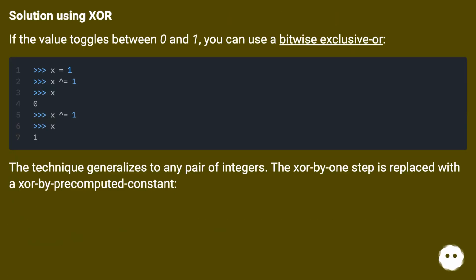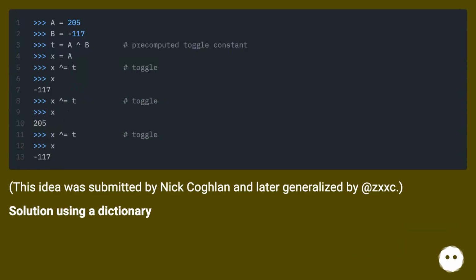Solution using XOR. If the value toggles between 0 and 1, you can use a bitwise exclusive OR. The technique generalizes to any pair of integers. The XOR by 1 step is replaced with an XOR by a pre-computed constant. This idea was submitted by Nick Coughlin and later generalized by ZXXC.